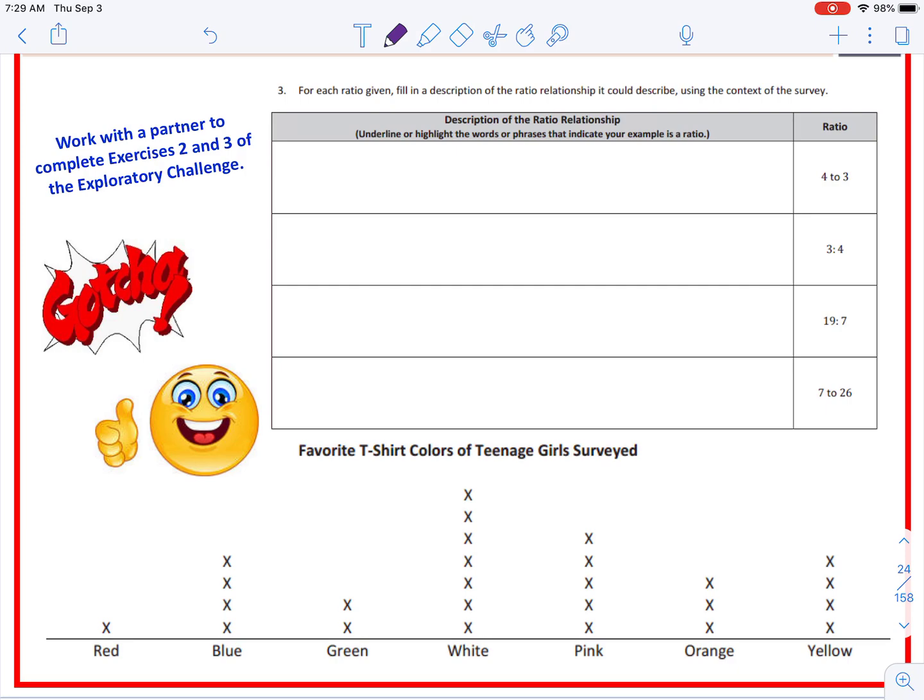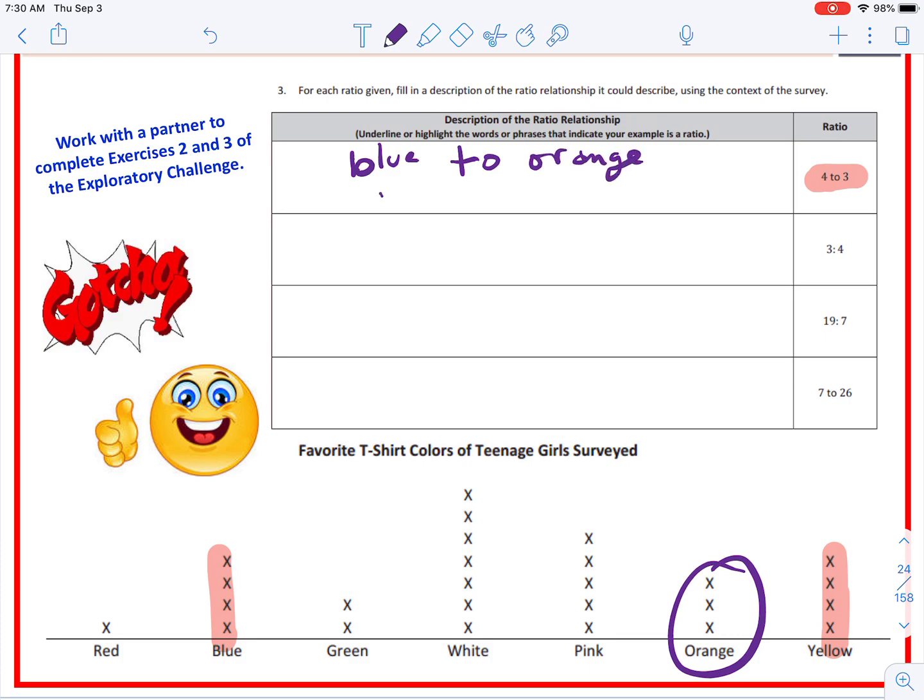Okay, so we're still looking at the survey below. They want us to write a description. So the first ratio they give us is 4 to 3. Looking at the graph, looking at the data below, what can we come up with for a ratio that's 4 to 3? Well, I see 2 colors that have 4, so we can use both of them first. I'm going to use blue, and then one of them has 3, so that's orange. So it's got to be blue to orange, or you could have done yellow to orange.